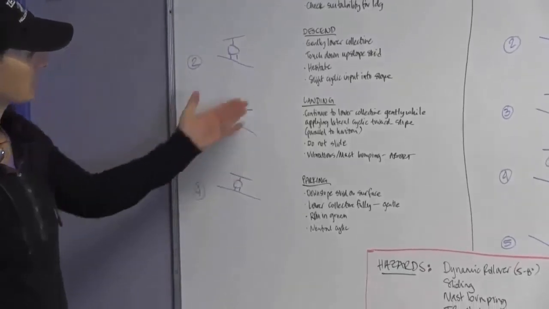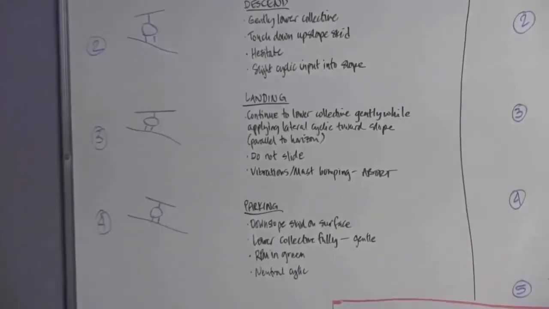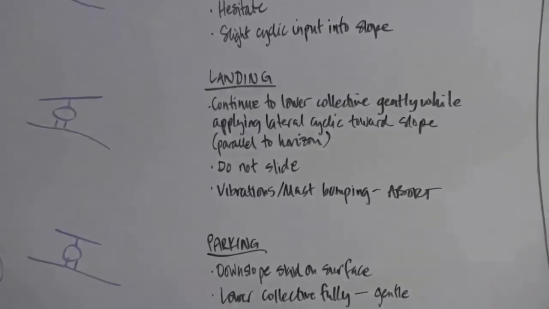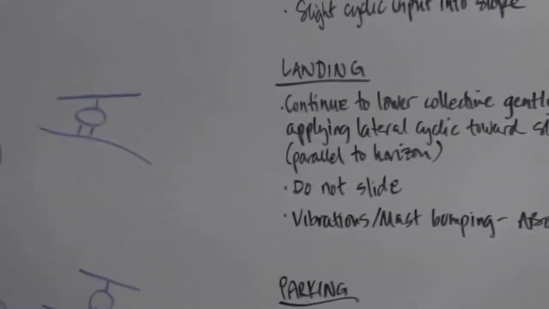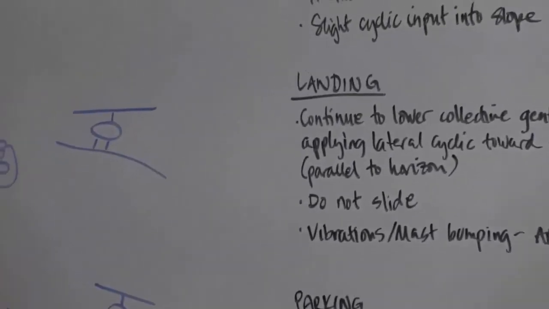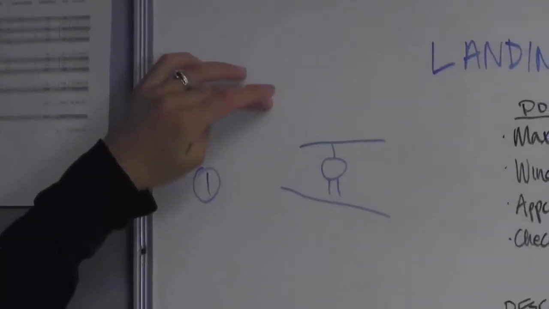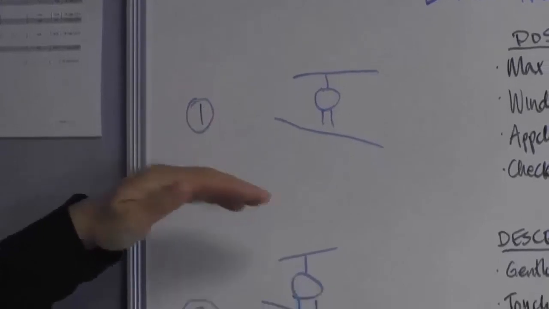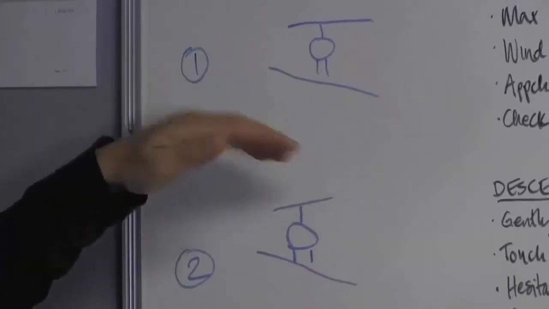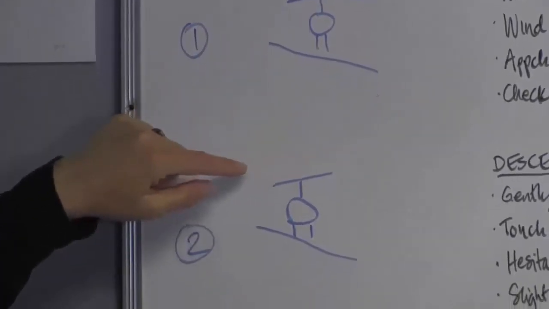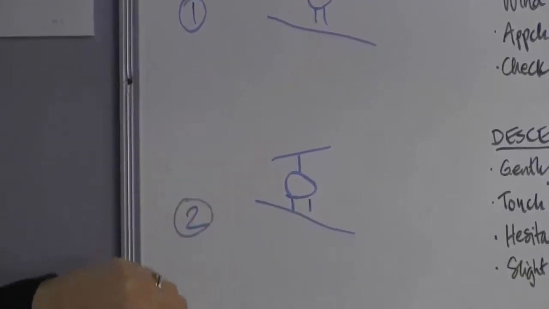All right, so now we're ready to actually touch down our downhill skid on the ground. So this will be step 3, the landing. We're going to continue to lower the collective gently while applying lateral cyclic toward the slope. So here, up here we're parallel to the horizon. Again, once we start to set down, a little bit of right lateral cyclic input.